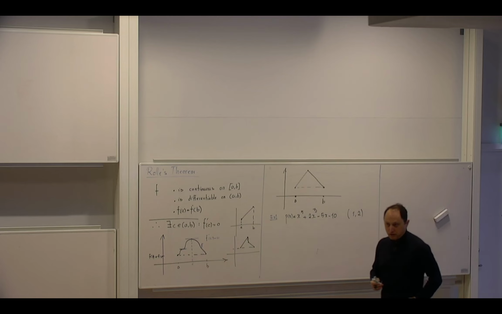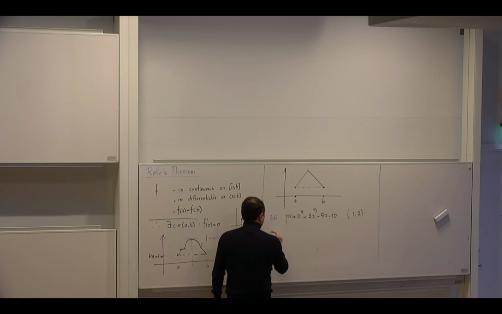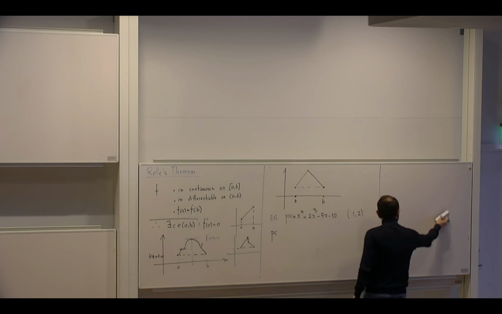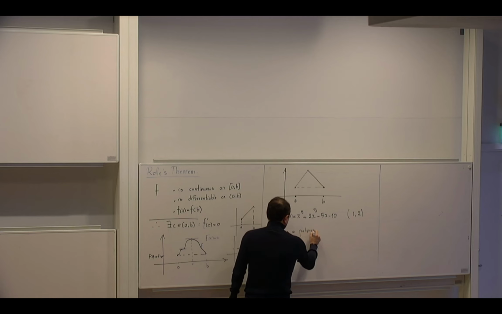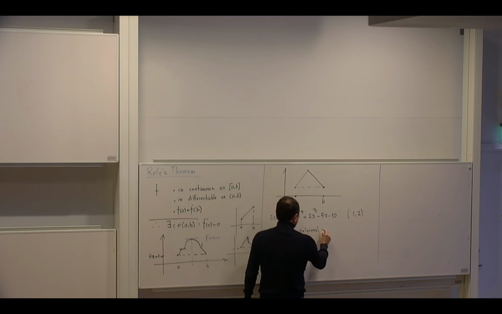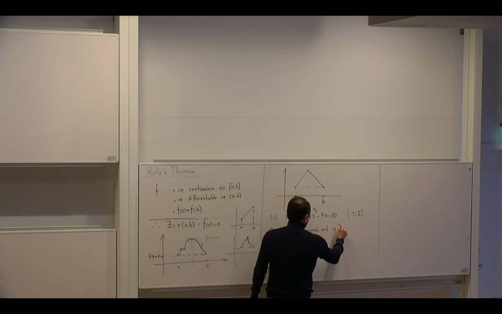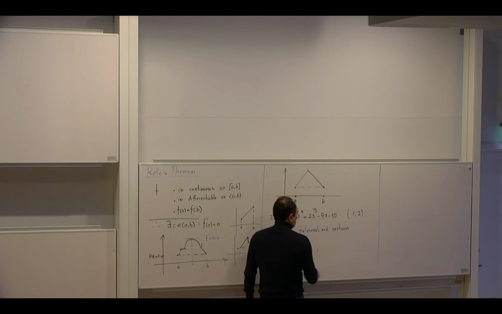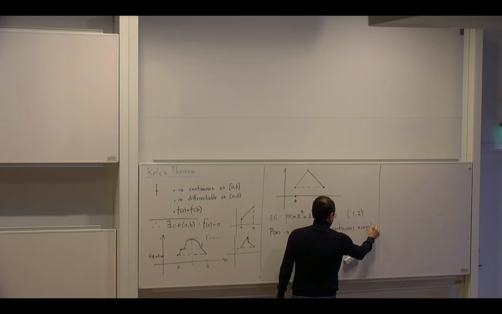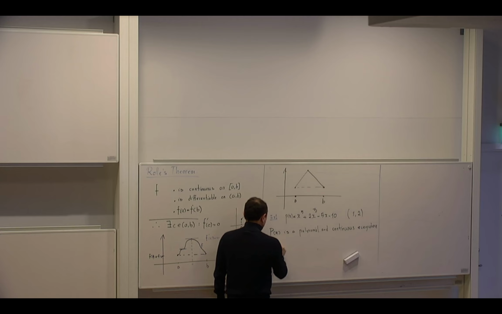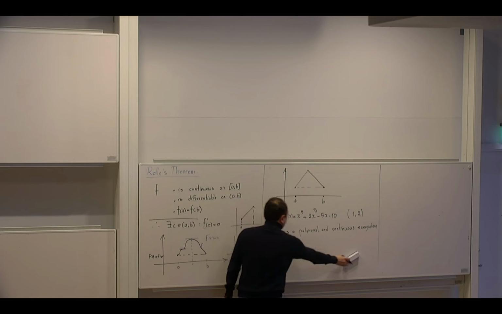Intermediate value theorem. So, do you remember, for example, I calculate p of 1. I would say that p of x is a polynomial and continuous everywhere, including, for example, the closed interval 1 and 2.